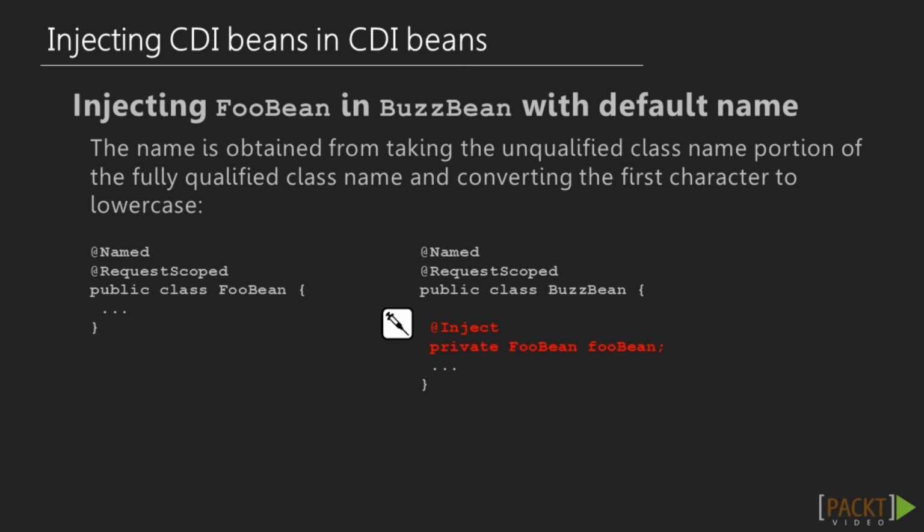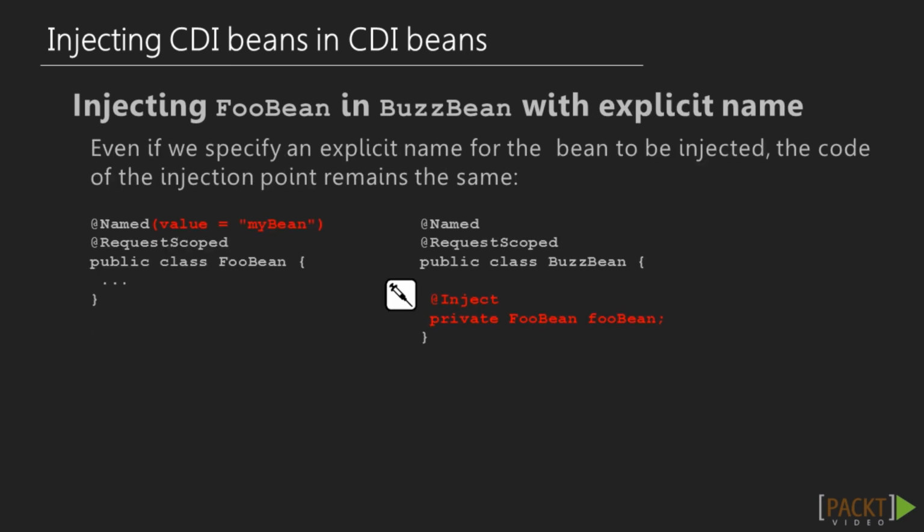Notice that, exactly as in the case of JSF beans, the injected bean is indicated via its name, obtained from taking the unqualified class name part of the fully qualified class name and converting the first character to lowercase. Now, even if we specify an explicit name for the bean to be injected, the code of the injection point remains the same.